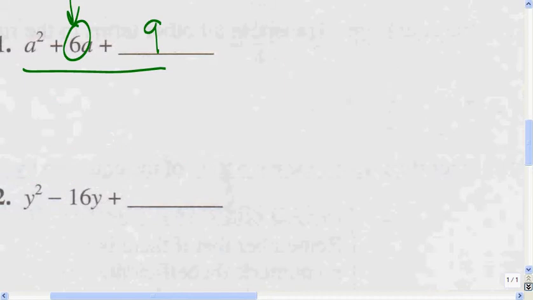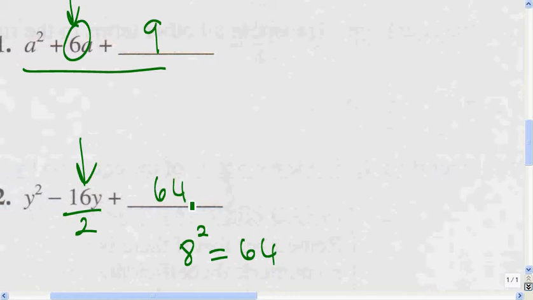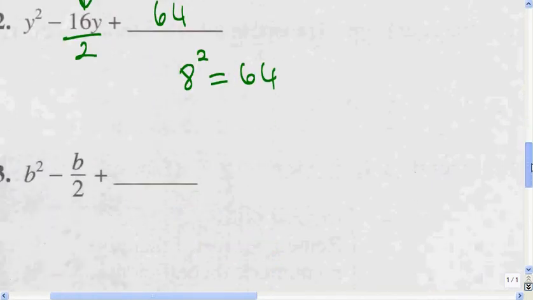Okay, so the first step is multiply the middle term, 16, by 1/2, but to skip that step, we're just going to divide it by 2. What's 16 divided by 2? 8. What's 8 squared? 64. And that's our third term, 64. I think that's all they're asking you to do here. Just find the third term.